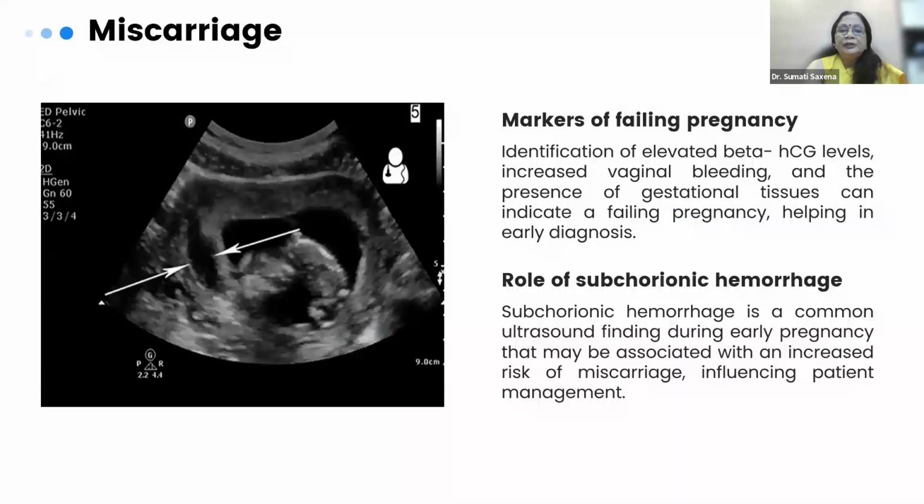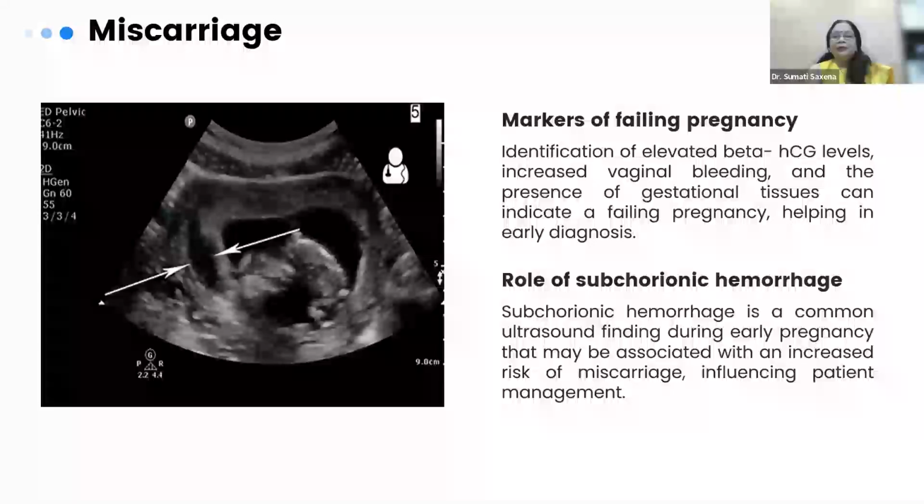And there are some specific markers which predict adverse outcome, like subchorionic hemorrhage. When subchorionic hemorrhage is seen, it may be associated with increased risk of miscarriage. So it influences patient management. More frequent follow-up visits are required. Bed rest is advised. Progesterone is advised. So if you detect subchorionic hemorrhage early in the course of disease, you can preserve the pregnancy.